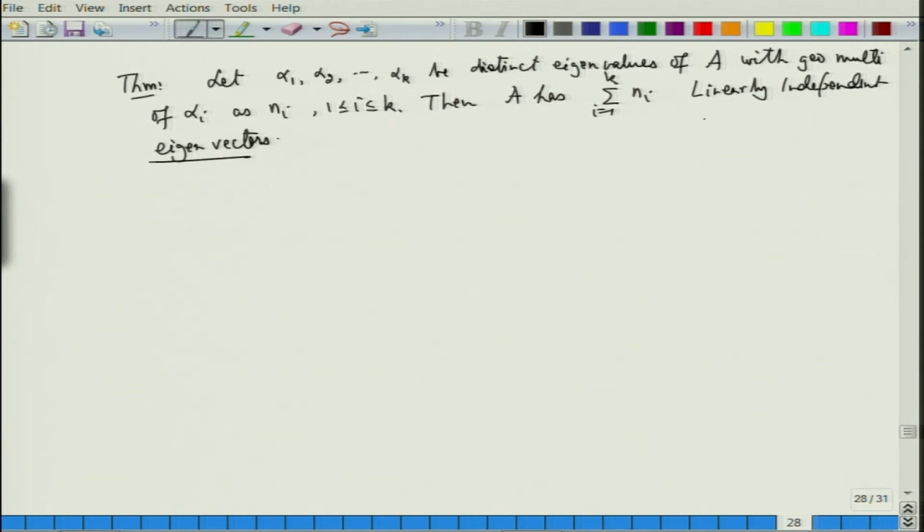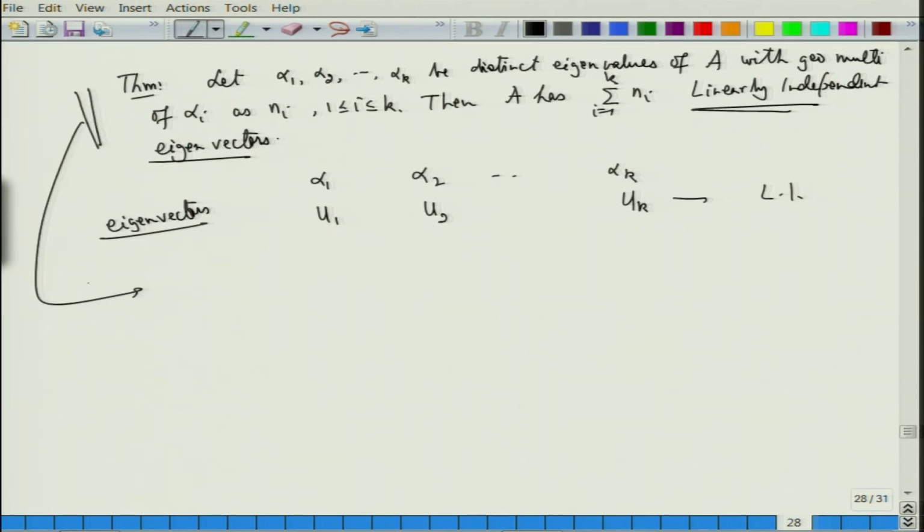Is that okay? So, what exactly we have shown in the previous theorem was that if I have got alpha 1, alpha 2, alpha k, and u1, u2, uk as eigenvectors, one eigenvector each, so I took any eigenvectors u1, u2, uk of alpha 1 to alpha k, then they are linearly independent. Now, what we are doing in this theorem is we are trying to generalize.